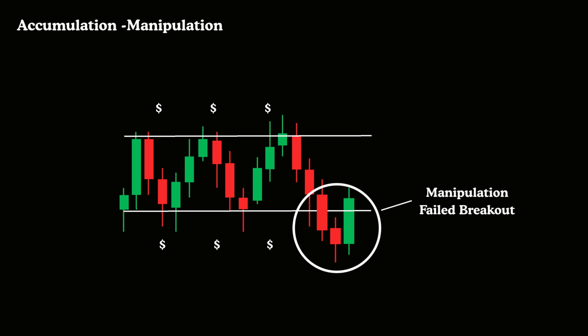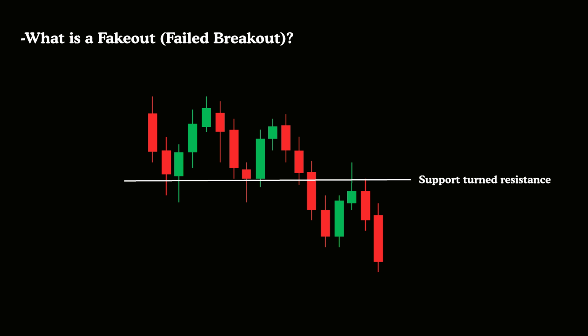The manipulation phase follows, characterized by a breakout attempt from the accumulation that doesn't hold, commonly called a fake out. So, in simple price action terms, what exactly is a fake out? It's a known concept that when price breaks beneath a support level, that same level often flips into resistance and drives price further down. This occurs due to the behavior of market players.